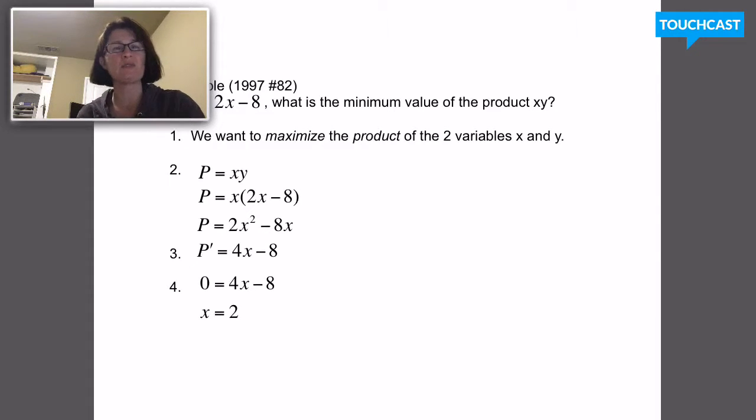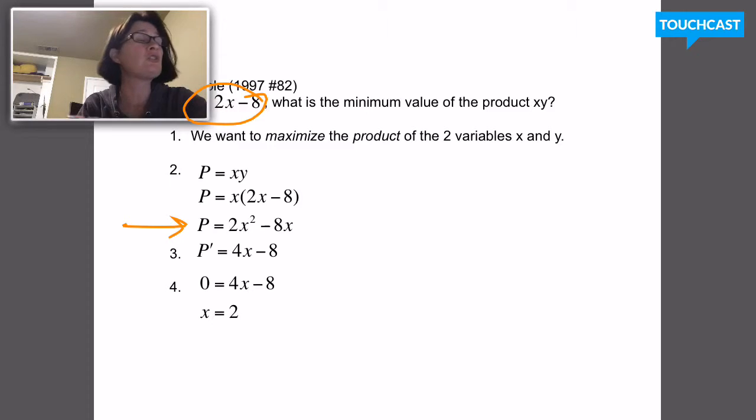So I'm going to write p equals xy, but notice the rule is I can't really optimize until I can change that into an equation in one variable. So I'm going to change my p function. Instead of being x times y, I'm going to notice that y is equal to 2x minus 8, so I'm going to replace y with 2x minus 8, and here's my new function. The product, the thing that I'm trying to minimize, is equal to 2x squared minus 8x.